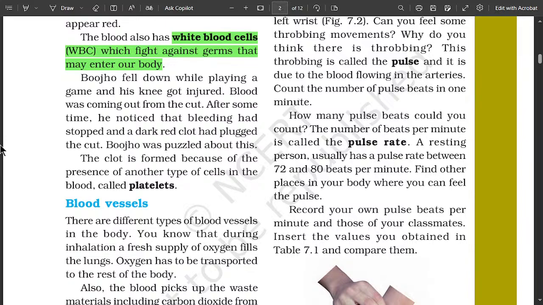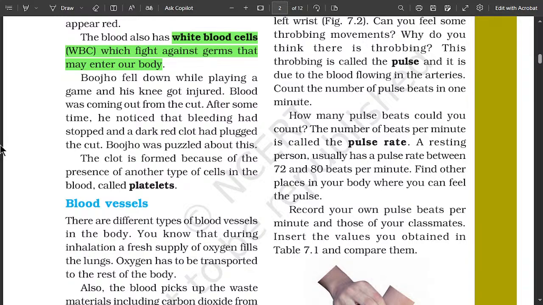After some time the bleeding had stopped and a red clot had plugged the cut. The clot is formed because of the presence of another type of cells in the blood called platelets. As is also seen in daily life, people who get infected with dengue probably have a reduced number of platelets.